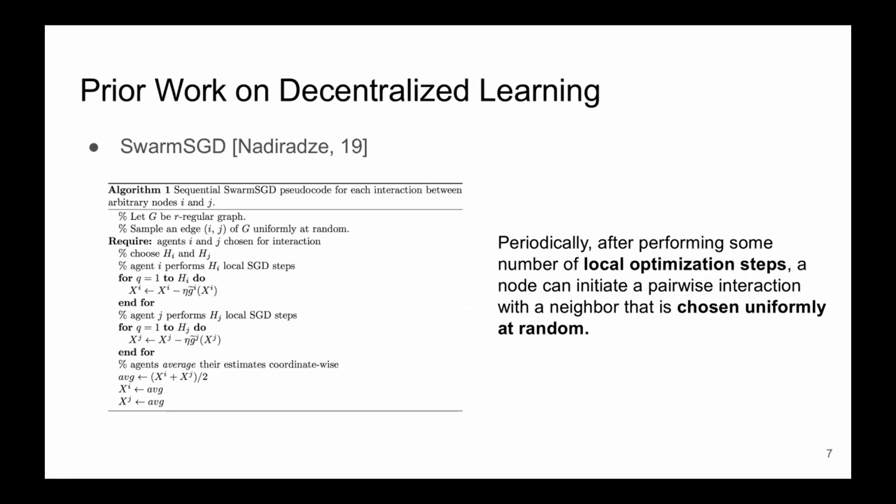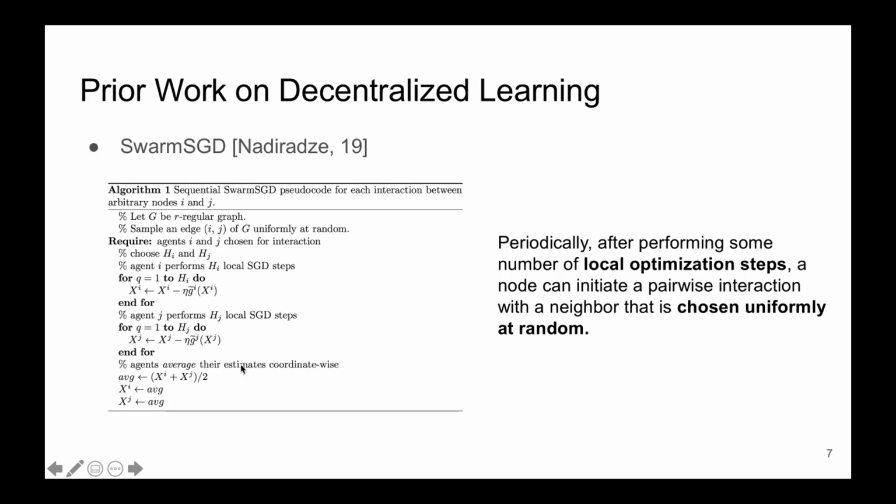The next work is called Swarm SGD, and in this algorithm, they try to perform, intuitively, some number of local optimization steps or local gradient steps. That is, each agent i performs several local steps, and then averages with its neighbors.